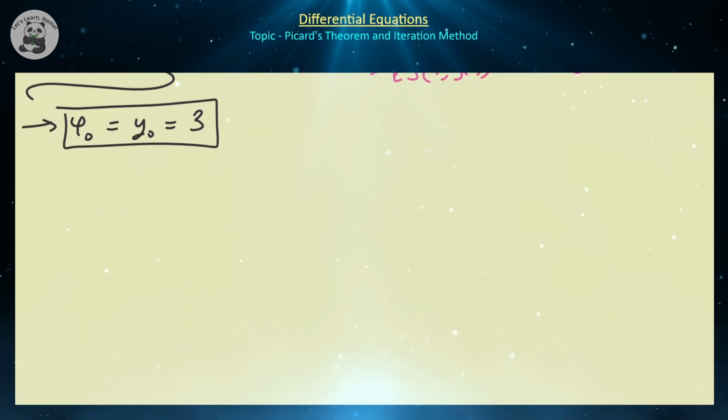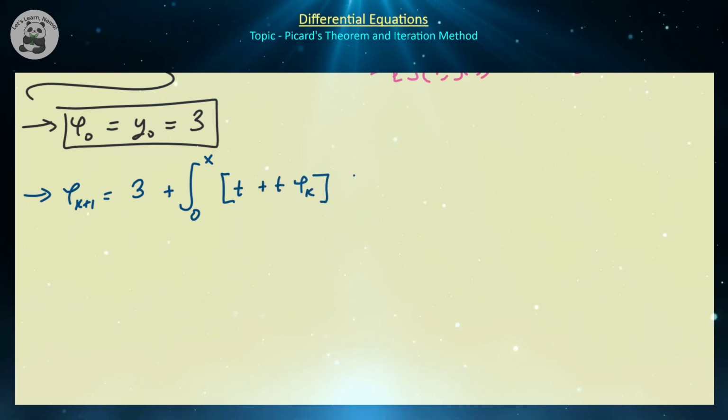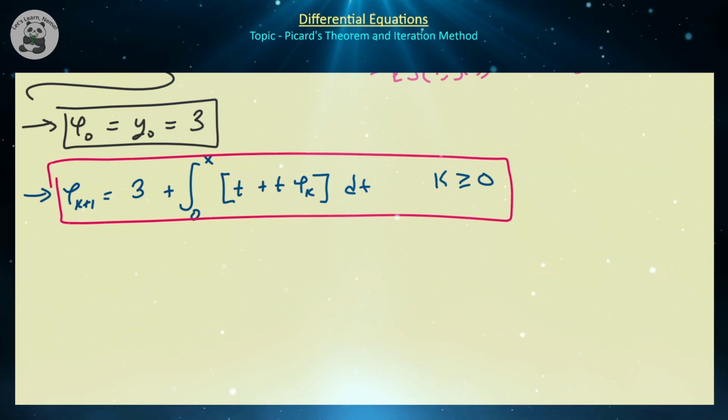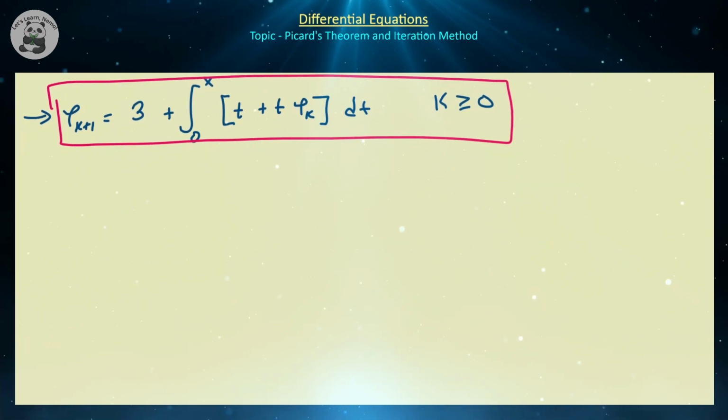And from here, we're going to define arbitrarily our k plus 1 iteration, which is going to be equal to y0 plus the integral from x0, which is 0 in our case, to x of f of t, phi k, which is going to be equal to t plus t phi k. And this is going to be true for k greater than or equal to 0. So this is what we're going to apply over and over again, and what you're going to have in the end is an infinite series that hopefully you can recognize. But if you can't recognize it, that's okay. At least you have an approximation for the solution.